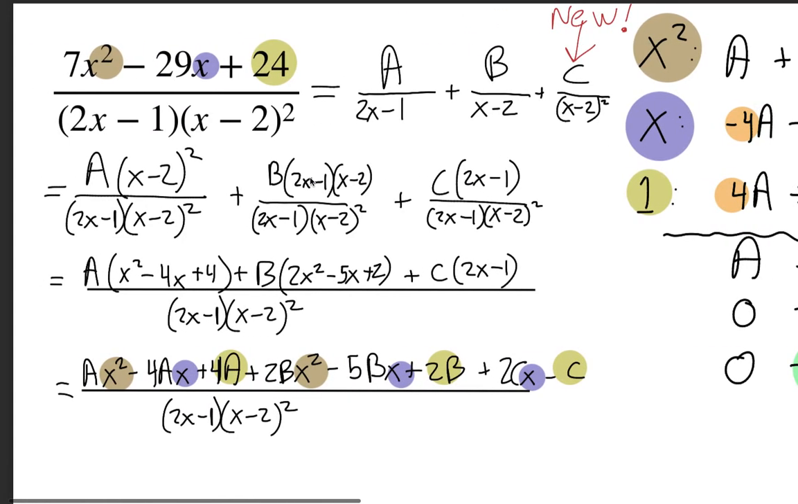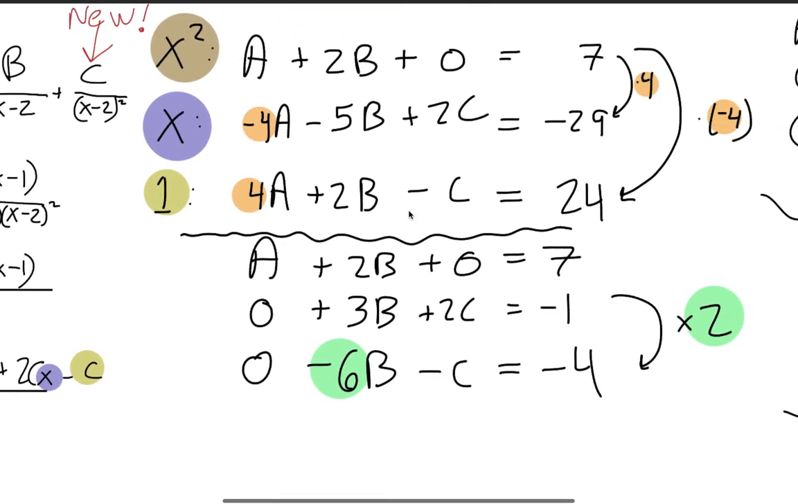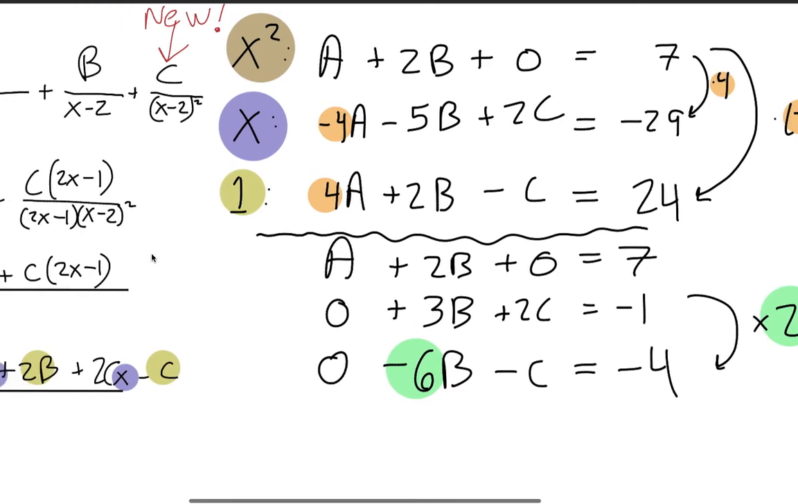Let's compare linear terms. In order for this to be an identity, negative 29 has got to equal negative 4ax minus 5bx plus 2cx. So, in other words, negative 4a minus 5b plus 2c has got to equal negative 29, and that's what we see here.